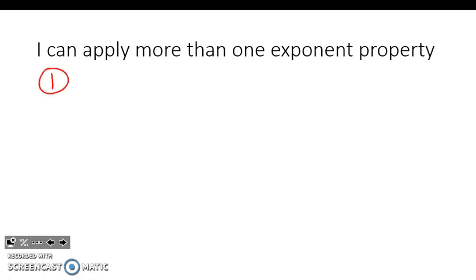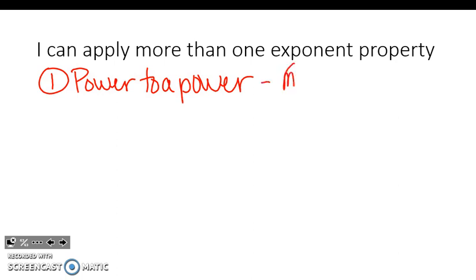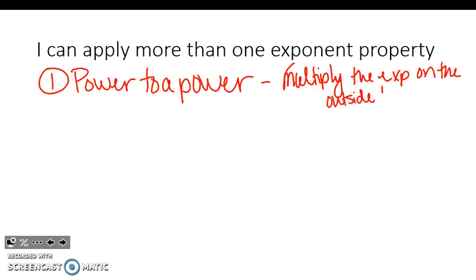The first exponent rule that you should always take care of if it is in the problem is the power to a power. This is really similar to the distributive property where we get rid of the exponents. Remember, power to a power is when we multiply the exponent on the outside times all exponents on the inside.